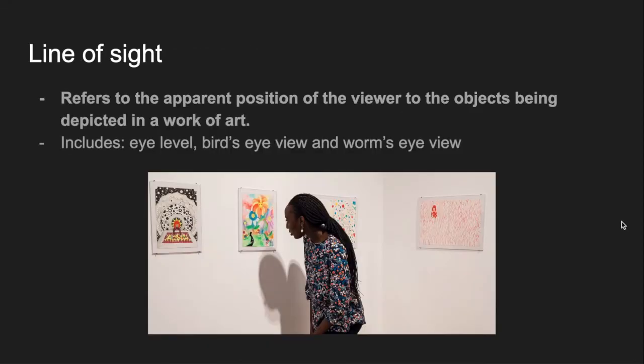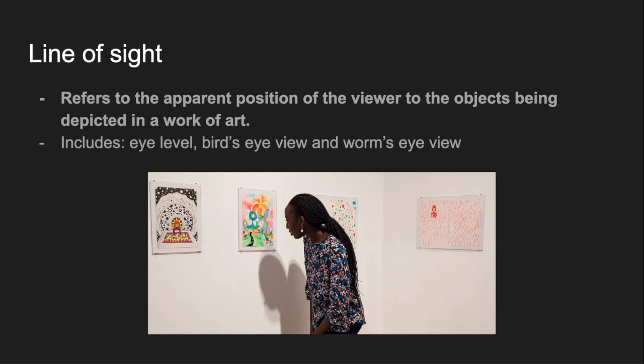So line of sight is a really important vocabulary word to discuss. And I was talking about perspective helps you understand where you are in relationship to the drawing, or helps you understand where your body is in relation to that drawing. Line of sight refers to the apparent, or in other words, implied position of the viewer to the objects being depicted in the work of art.